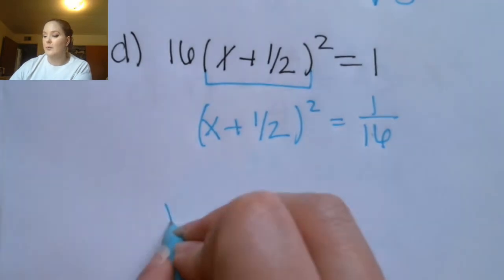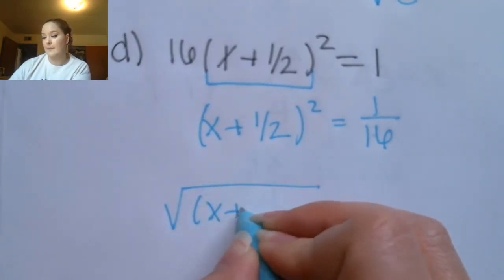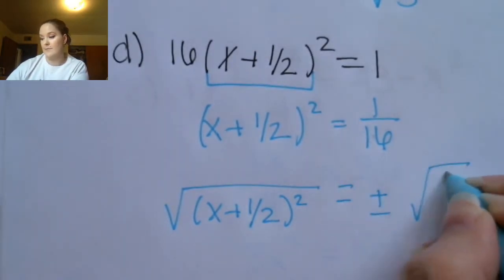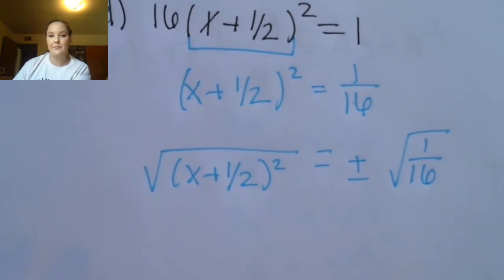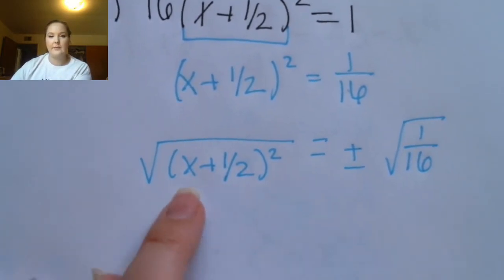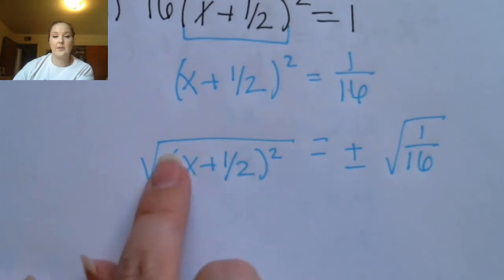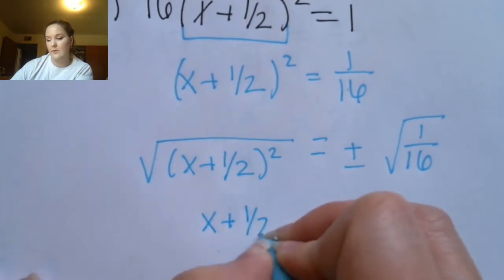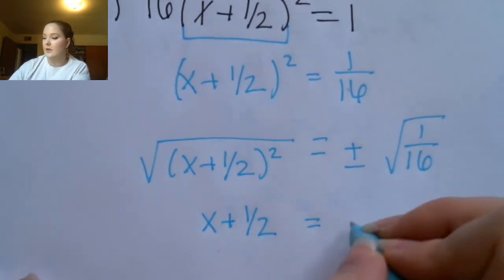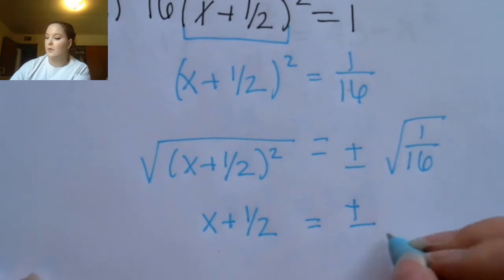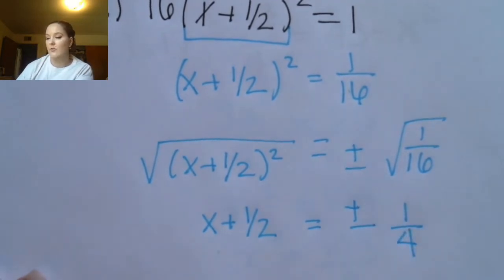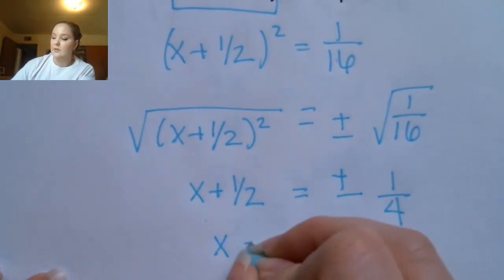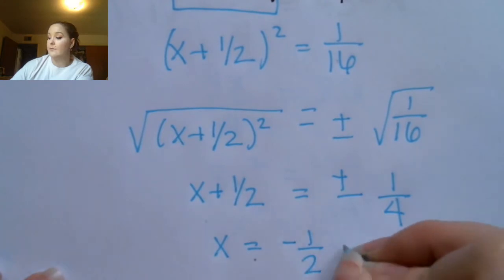So now I'm going to take the square root of both sides. Now x plus or minus, or the square root of this expression squared is just going to be x plus 1/2. And then over here, when I take the square root of 1 over 16, I get 1 over 4. So the last thing I need to do is subtract 1/2 from both sides.